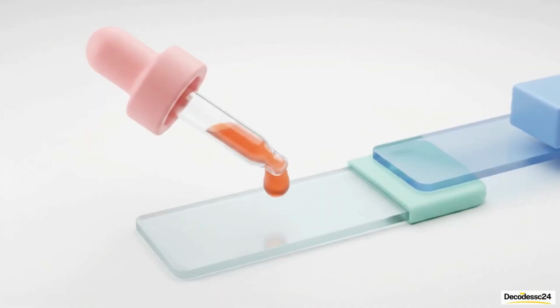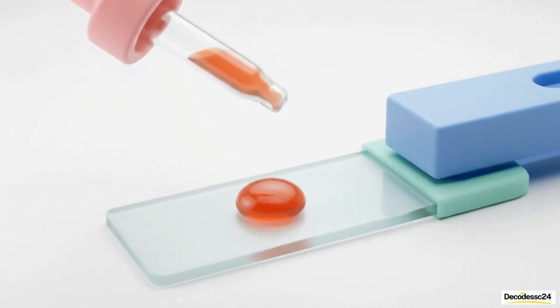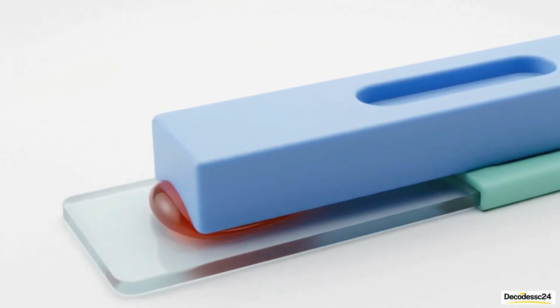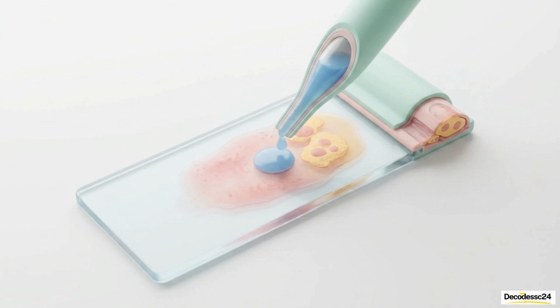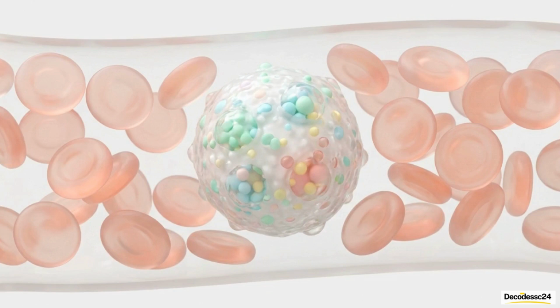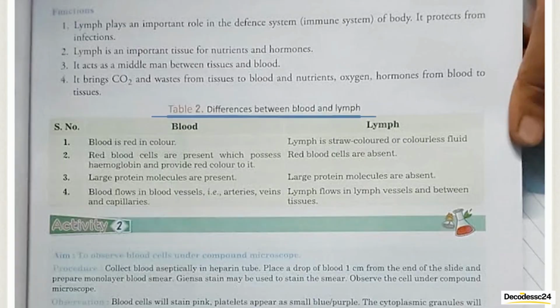Animal biology requires an entirely different engineering strategy. We can map it by creating a monolayer blood smear on a glass slide. Because most animal cells are translucent, microscopists apply a Giemsa stain to the smear. This chemical reaction forces invisible components, like granules inside white blood cells, to pop with vivid color. This table directly compares the liquid tissues now visible under the lens. You have blood, a red fluid matrix designed to transport oxygen and nutrients, contrasting with lymph, a colorless fluid matrix dedicated entirely to your immune defense system.